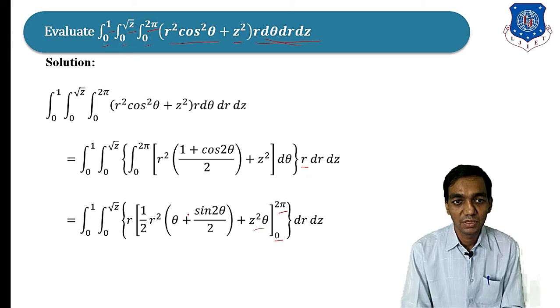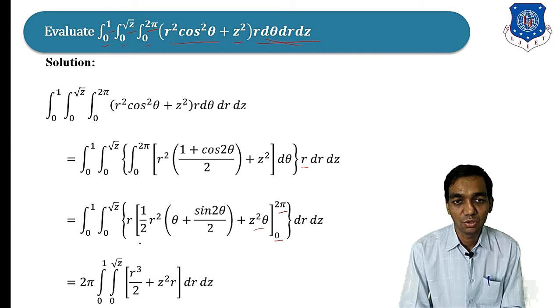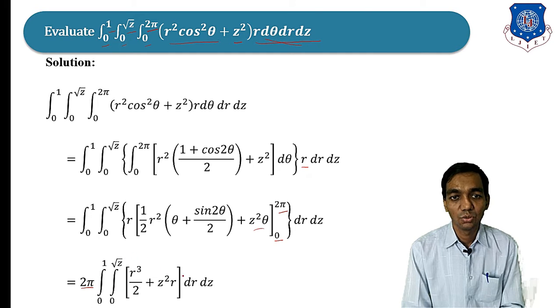Now put in the limit. This will be r cube by 2 into theta, where theta is 2 pi, and sin 4 pi has the value 0. So you will have r cube by 2 into 2 pi, plus z square into 2 pi, minus 0, minus 0. So both terms are going to be 0 at the lower limit. 2 pi is common from both terms, and you will have the double integration from 0 to 1, 0 to root z, of dr dz.